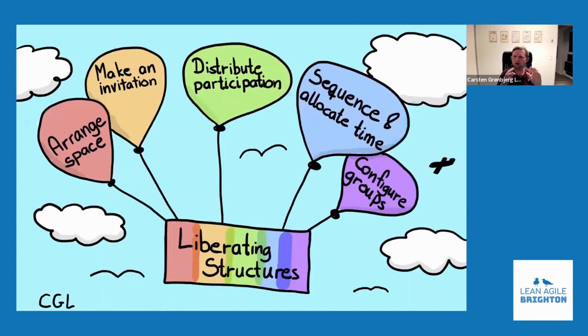How do we do that? How do we distribute it to the entire crowd? Whether we are talking a group of 6 or several hundred people, we are always distributing participation. Then how do we sequence and allocate time? That's also quite well described. So again, we do not need to reinvent everything.